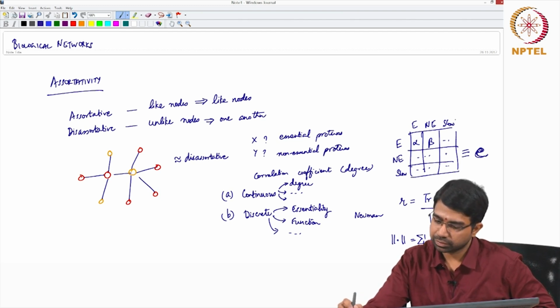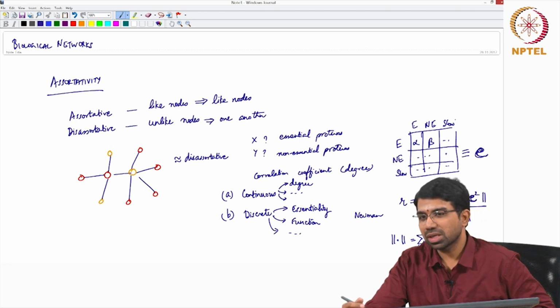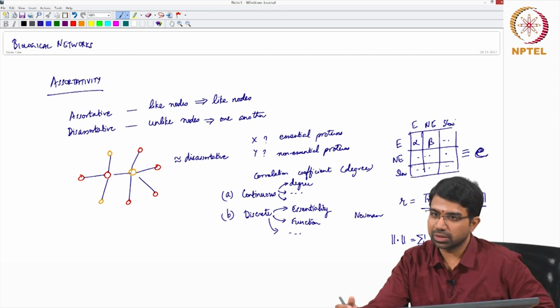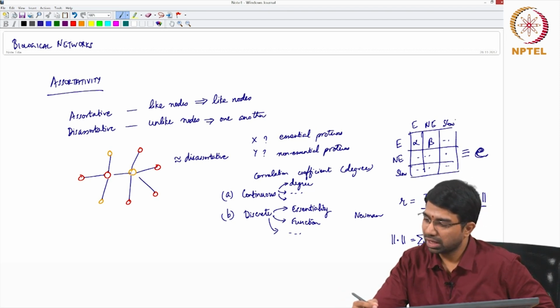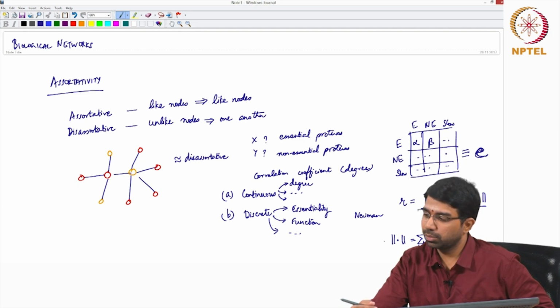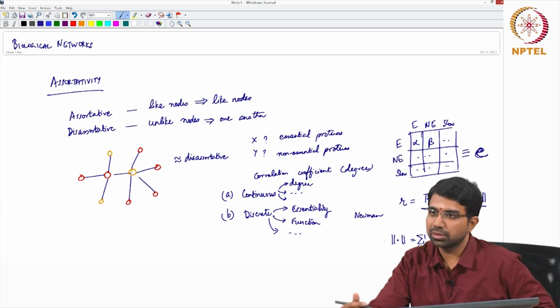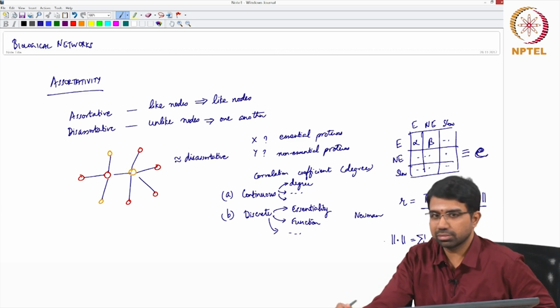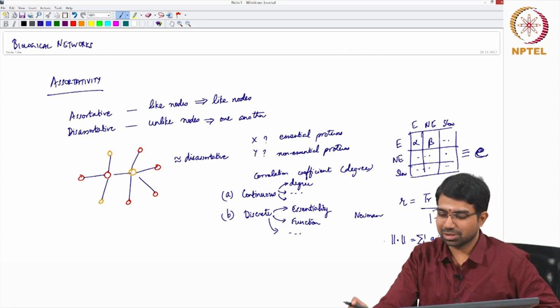Sir, if we want to find the disassortativity, why can't we just calculate the trace and divide by total number of edges? So, this happens to be a better way to quantify it. So, this number actually goes from -1 to +1. So, -1 would be perfectly disassortative, +1 would be perfectly assortative, and values in between are neither assortative nor disassortative.